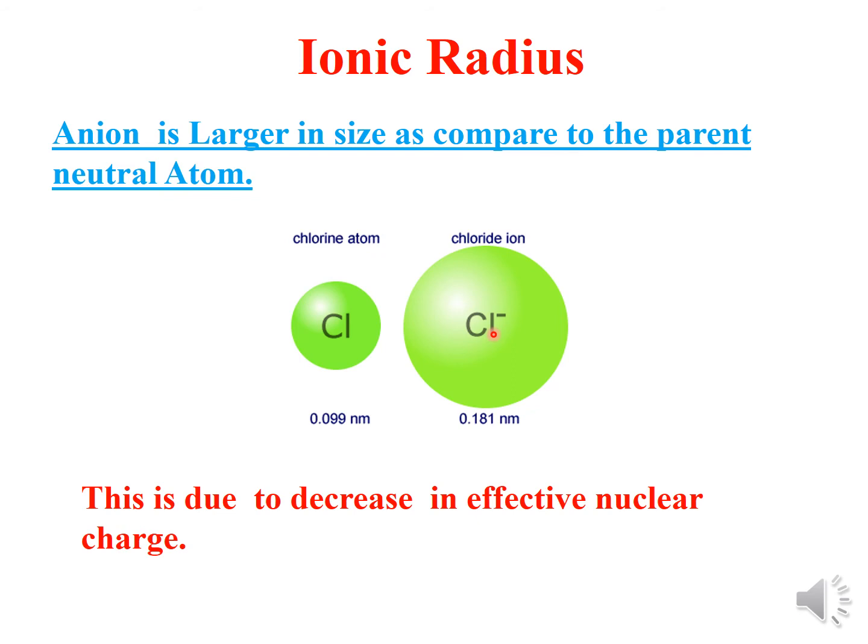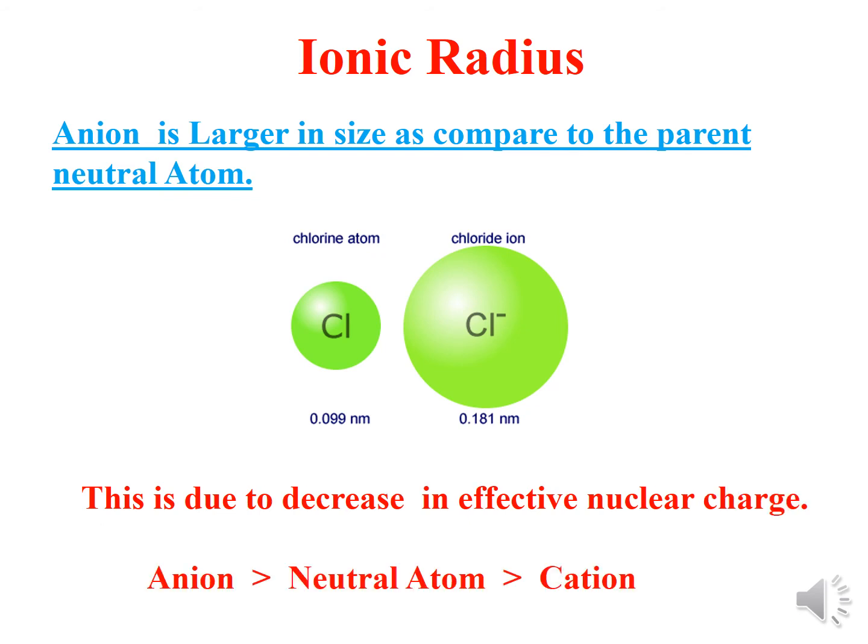So we have discussed ionic radius. We have compared the size of cation and anion with its parent atom. Here we studied size of cation is always smaller than its parent atom. This is due to increase in effective nuclear charge, and size of anion is larger than its parent atom. This is due to decrease in effective nuclear charge. So size of anion will be greatest, followed by neutral atom, then size of cation.